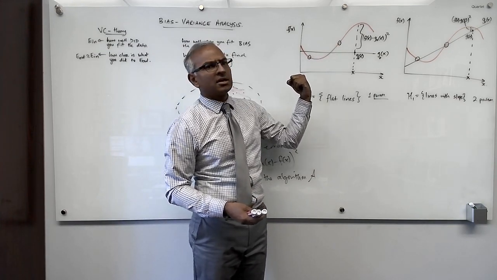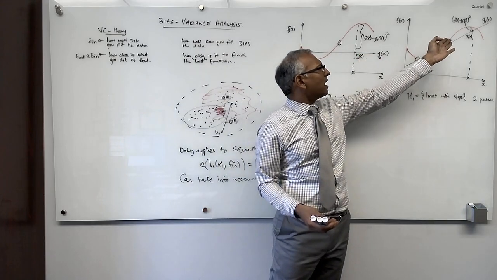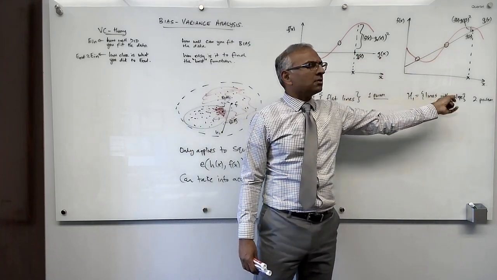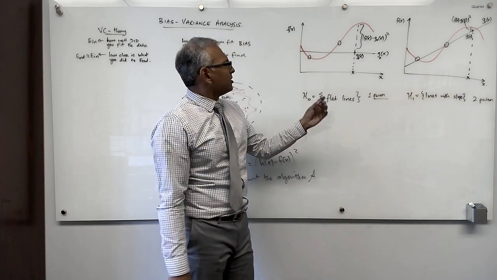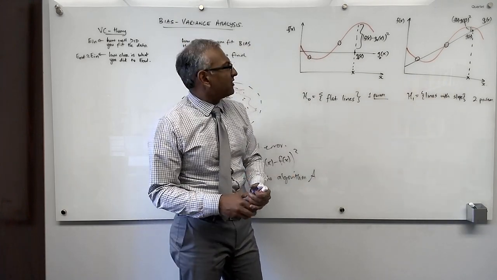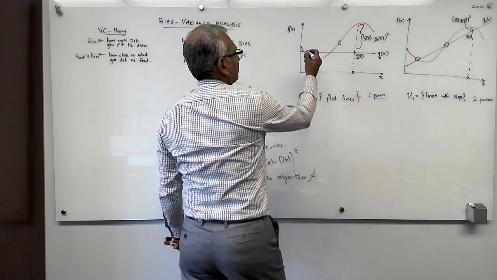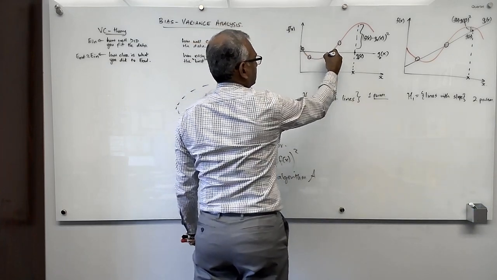And it looks here like, wow, why would you ever go for the flat lines? Why not go for the lines with slope? So let's see what happens if I had generated a different data set. I'm going to make that data set blue. So here's a different data set. I'm going to generate that point and that point.